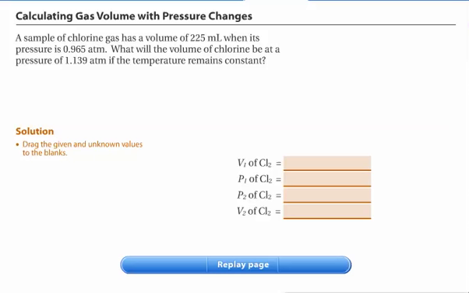Today we're going to take a look at a problem dealing with Boyle's law. Boyle's law is the relationship between pressure and volume, and it states that the product of pressure and volume is going to remain constant. So if one of the variables changes, so will the other.